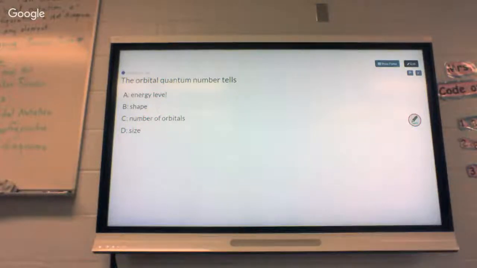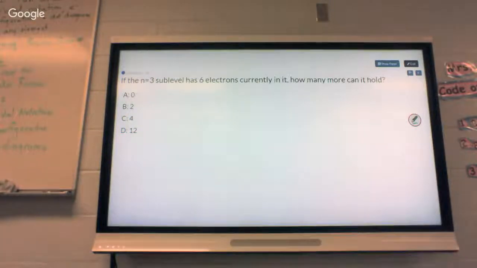All right, so we got 2 wrong. All right, orbital quantum number tells what? The principal tells the energy level, and then the magnetic one. All right, if the sublevel has 6 electrons currently in it, how many more can it hold?